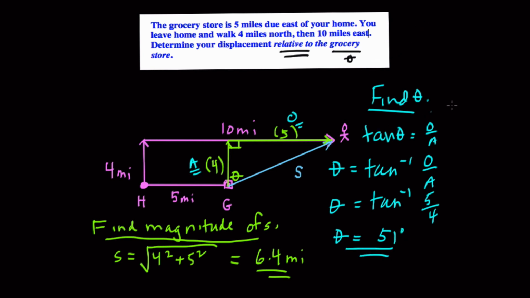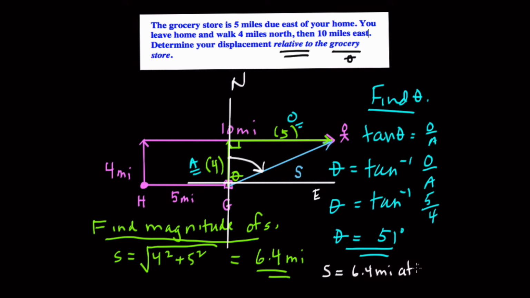So the last thing you want to do is find the direction. So again, I'm going to put my reference point, in this case the grocery store, in the middle of the compass. And you can clearly see that this being north and this being east, that relative to the grocery store, you'd have to head northeast. But I found this green angle, so I have to find out, well, how do I make this green angle? Is this east of north, or is it north of east? And clearly it is east of north. So your complete answer should be that your displacement, in this case relative to the grocery store, is 6.4 miles at 51 degrees east of north.